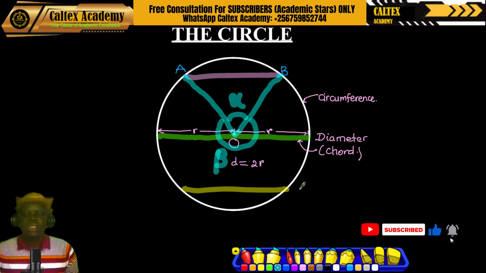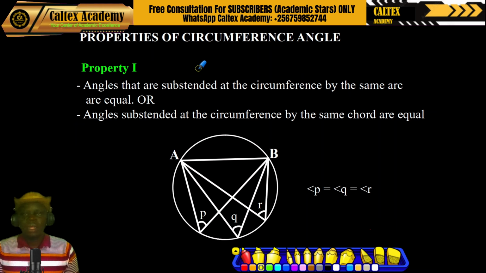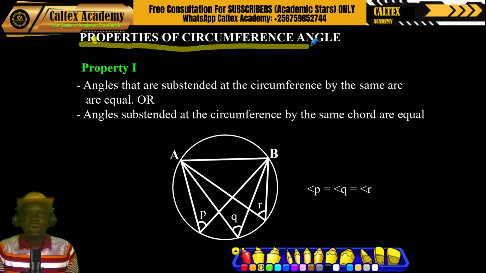Now at this point, let us take a look at the properties of circles. There are many properties of circles, and I've already categorized them into different sections. In this section today, we're going to look at properties of circles concerning circumference angles. I already told you that we're going to look at two properties.